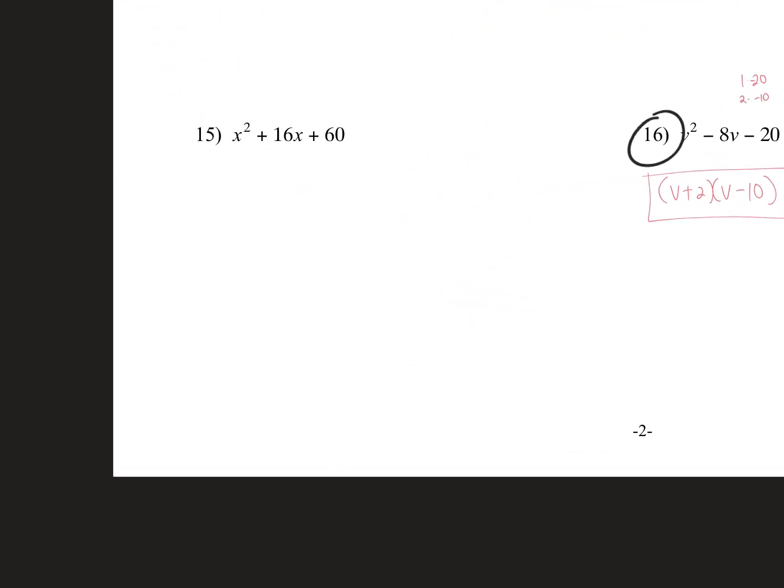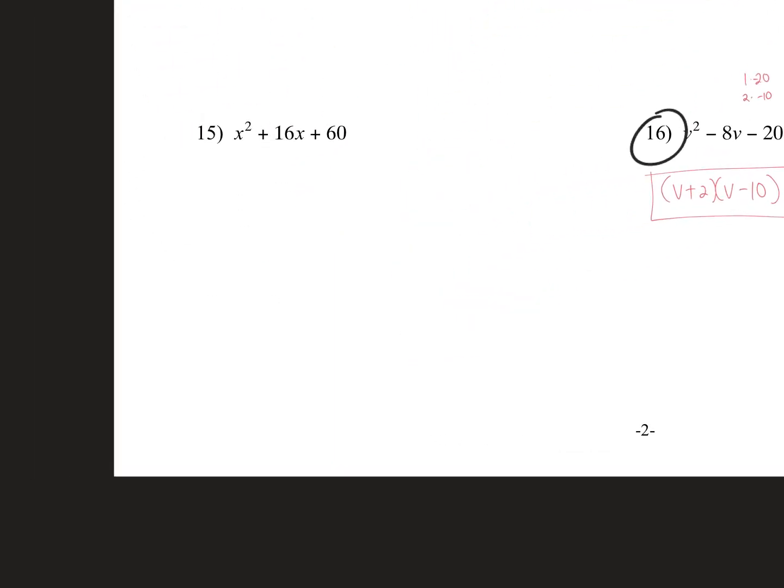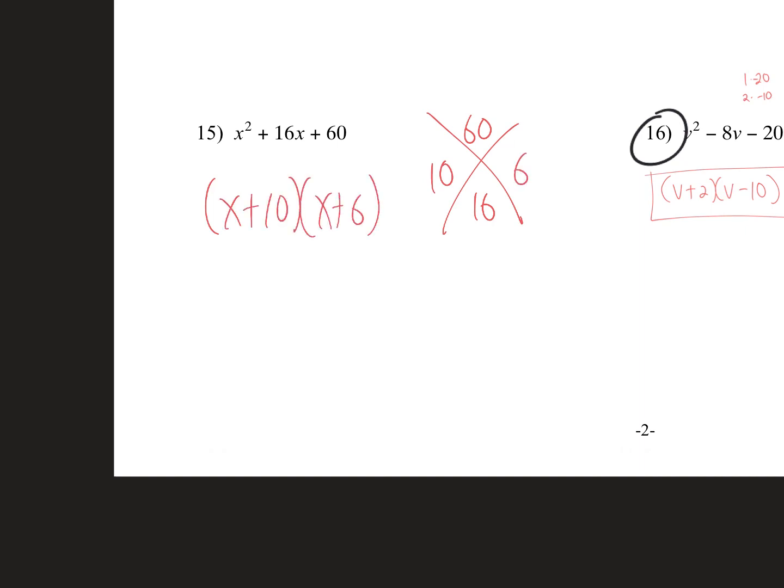Okay. And then down here we have x squared plus 16x plus 60. We'll do our diamond again. We should have 60 and 16. It's going to be 10 and 6. So it should be x plus 10, x plus 6. And that should be your answer for this one.